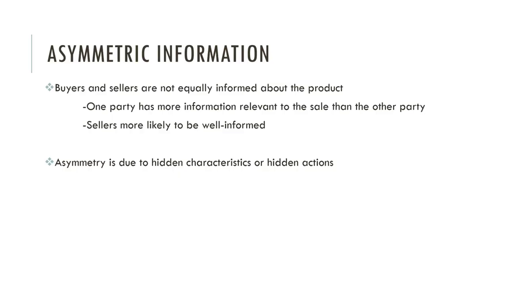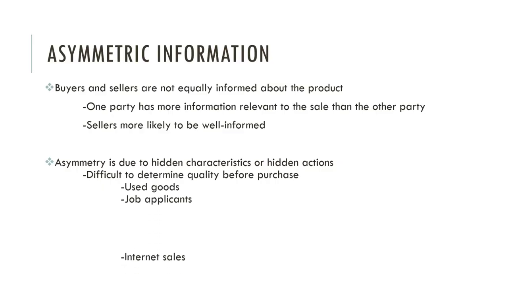Asymmetry means it's not equal. So something that's symmetrical, like a circle that's symmetrical, it's the same on both sides. So asymmetric means it's not the same on both sides. One side knows more than the other. So this happens because there's some kind of hidden characteristics or hidden actions that both sides don't have access to. It can be difficult to determine the quality before purchase. Maybe this happens with used goods or job applicants, internet sales, and it could be that the person selling it is not advertising it correctly.